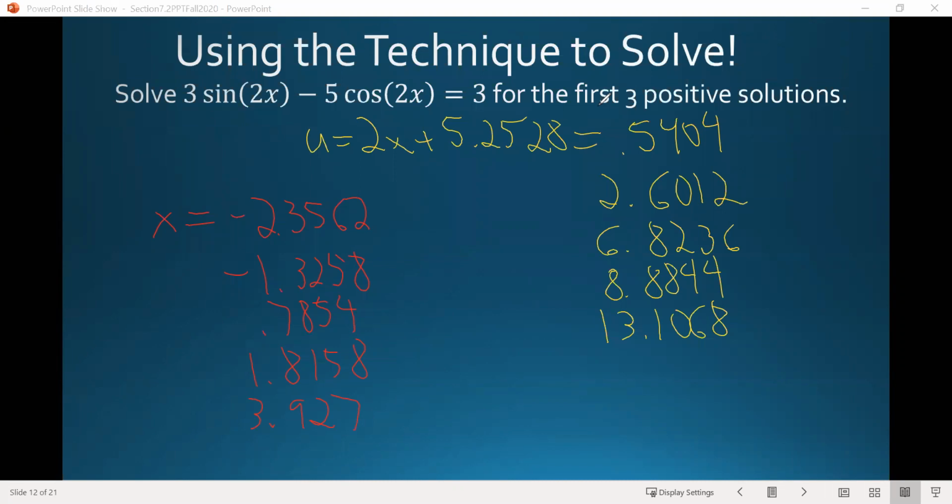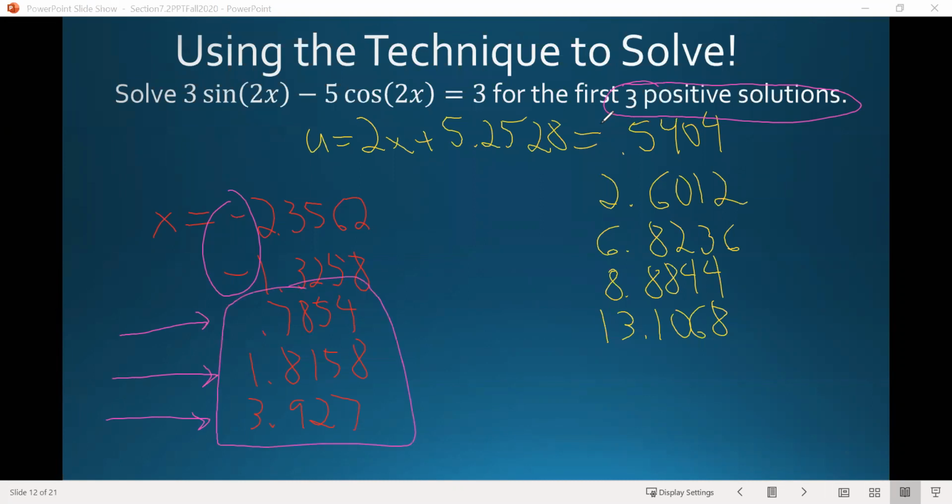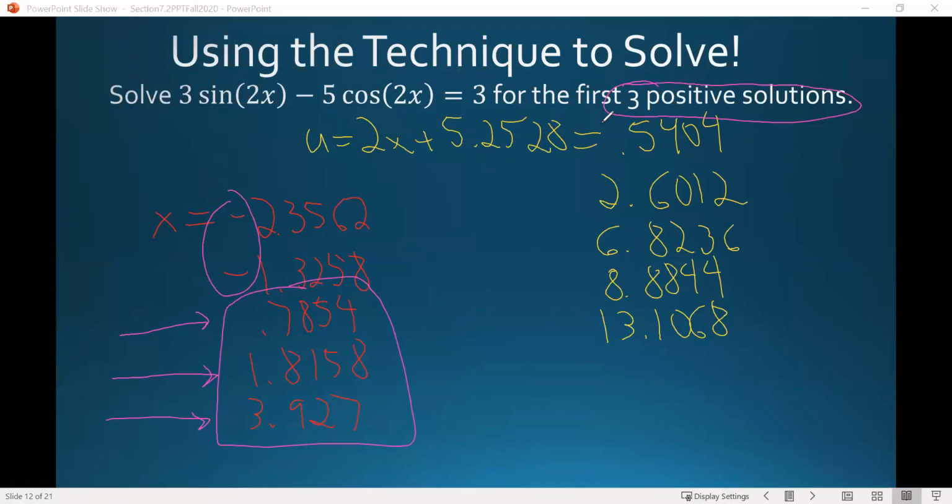Now, hopefully from this, you see why I actually found 5 solutions to begin with. Because we're asked to find the first 3 positive solutions, but notice my first 2 solutions actually ended up being negative, so those don't count. But my next 3 were all positive, so these 3 would be our answers: 0.7854, 1.8158, and 3.927. Okay? All right, this might be a video you'll want to go back and watch again to make sure you got all the details. Thank you for your attention.